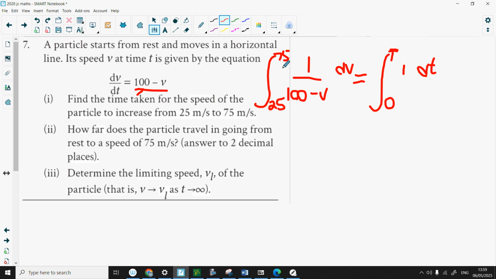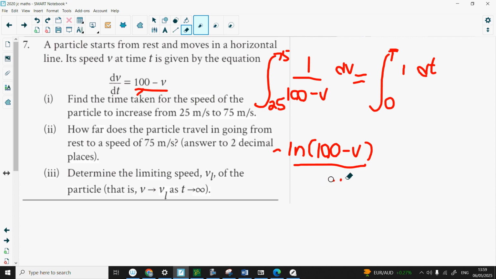What function do you think we should use for this? It's a linear on the bottom. So what happens if it's a linear on the bottom? Pretty sure you can use ln. So you use ln of 100 take away v. Differentiate the part in the bracket, and you get minus 1 divided by the derivative, which is the minus 1, which basically makes it minus ln of 100 minus v.